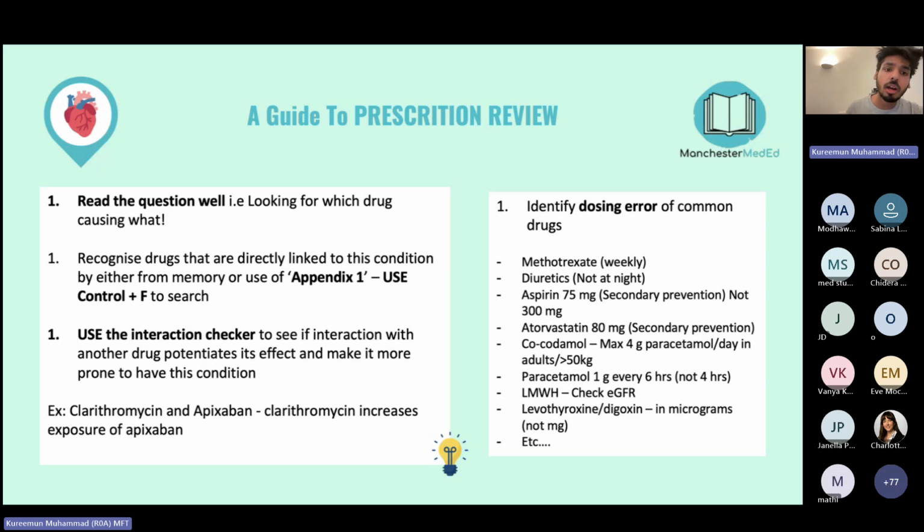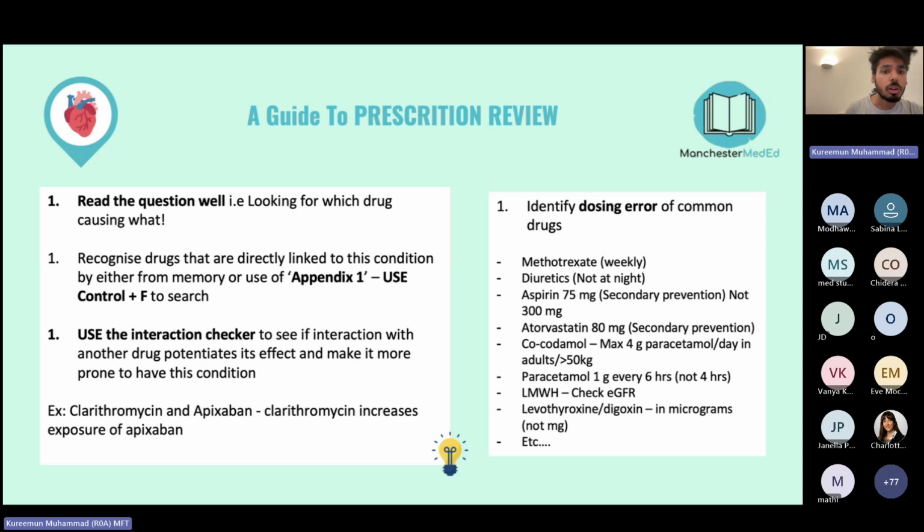Also, aspirin 75 milligrams, you give it for secondary prevention. The 300 is for acute management of ACS. Atorvastatin 80 milligrams for secondary prevention. For co-codamol and paracetamol, just remember that the maximum would be 4 grams per day of paracetamol. And it depends on the weight as well. So if it is less than 50 kilograms, you would prescribe 500 milligrams of paracetamol QDS, while if they are greater than 50, then it would be 1 gram QDS. So it depends on their weight as well.